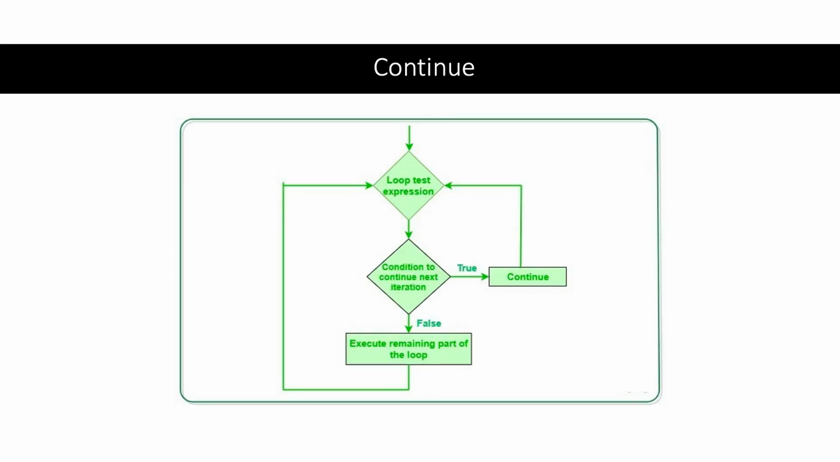Also in Python loops, we can have a continue statement. Now the continue statement is used within loops to skip the current iteration and proceed directly to the next iteration of the loop. So when a continue statement is encountered, the loop's remaining code for the current iteration is not executed, and control is transferred back to the beginning of the loop for the next iteration.